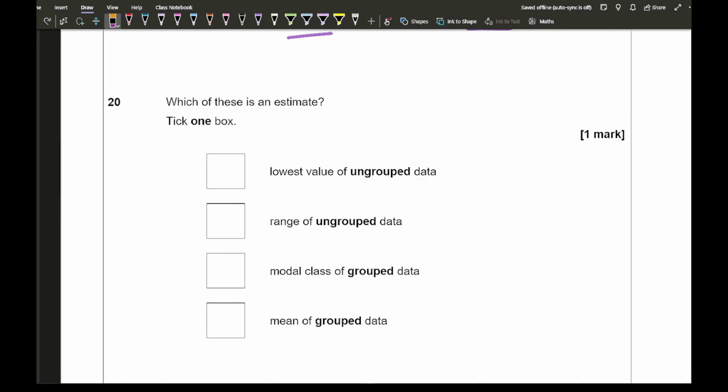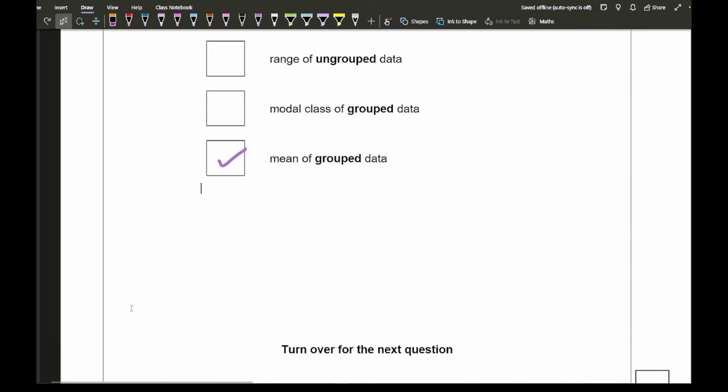So moving on to question 20, it says which of these is an estimate, and tick one box. And the four options are the lowest value in ungrouped data. Well, the fact that it's ungrouped means that it's not going to be an estimate in that sense. The range of ungrouped data, well again, if it's ungrouped, the range will be the biggest value take away the smallest. The mode or class of grouped data, again, that's a fact as well. So the only one that is left that is an estimate is the mean of grouped data.